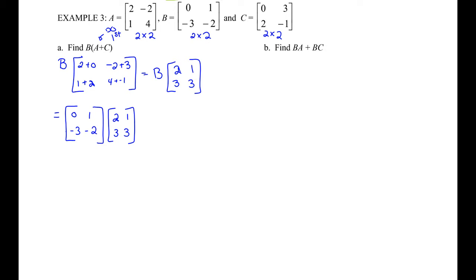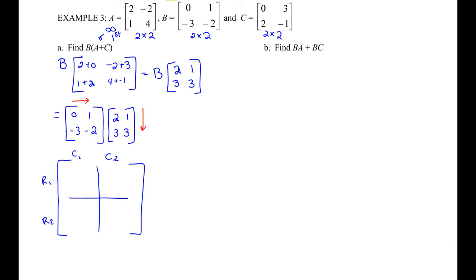And I'm going to start multiplying these together. Because this is a 2 by 2 matrix, my answer matrix is also going to be 2 by 2. So I'm going to set up my answer matrix. And now I can start plugging in some values. So I'm working across the first matrix and down the second. So in row 1, column 1, I have 0 times 2 plus 1 times 3.